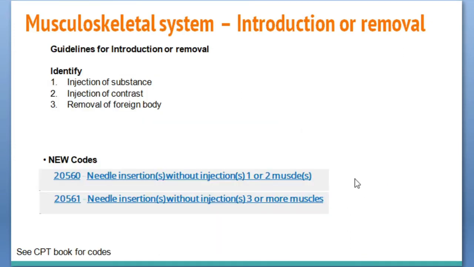So basically there are some guidelines the coder needs to follow to assign the code from this section. He just needs to identify whether the physician has injected substances or contrast, or whether the physician has removed a foreign body. So let's see the CPT book for codes.